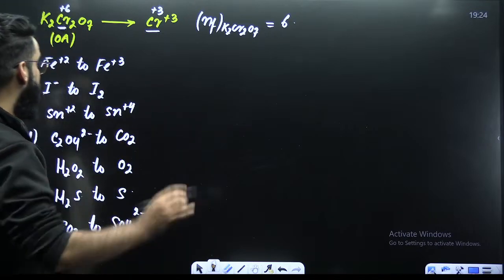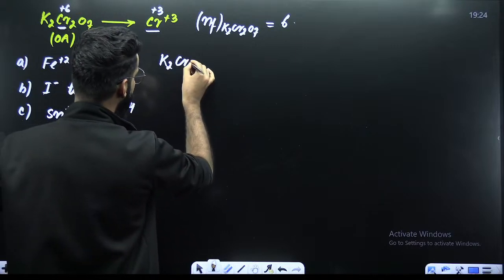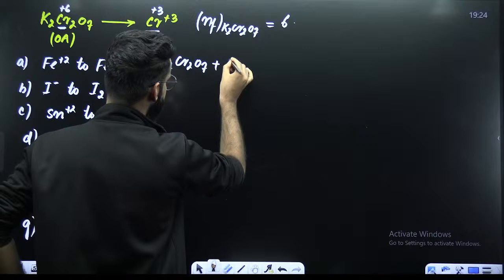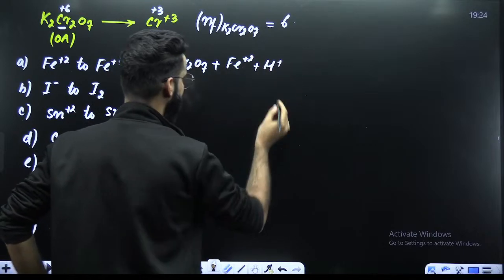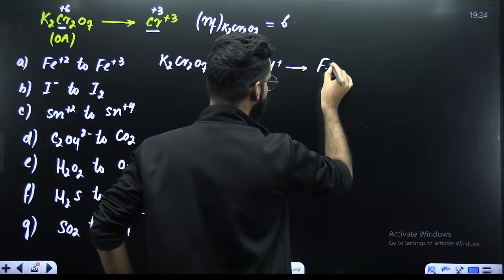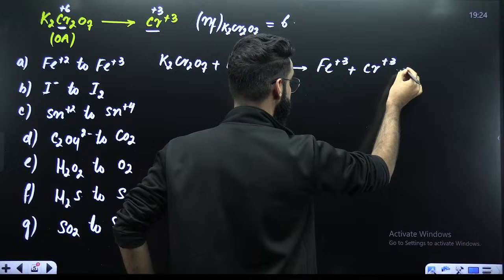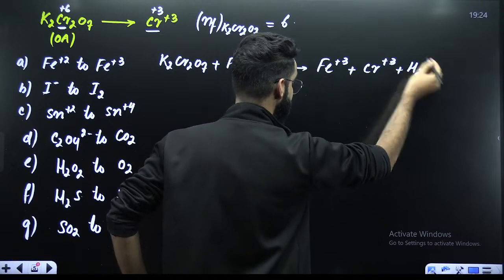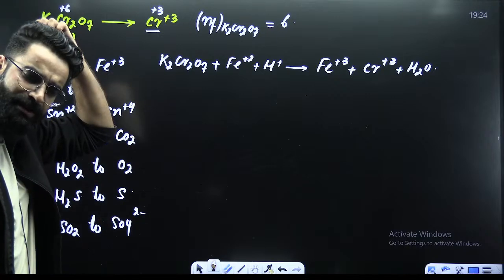Have a look. Since right now I'm talking about K2Cr2O7, as I told you, K2Cr2O7 converts Fe di positive, in acidic medium, into Fe tri positive. Itself it gets converted into Cr tri positive, and with this you'll be writing water as well. So it's a complete reaction now.